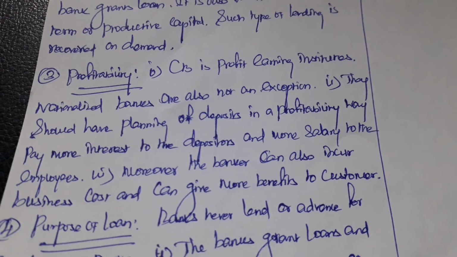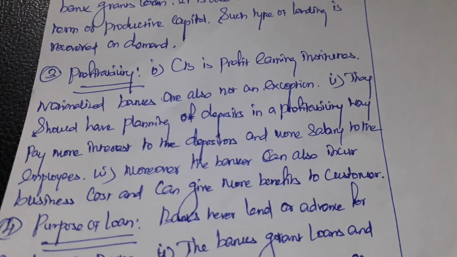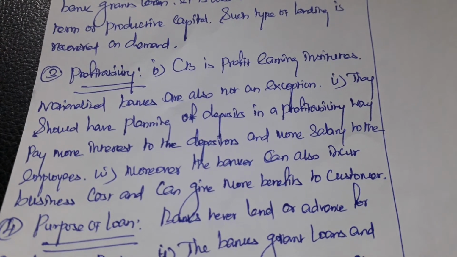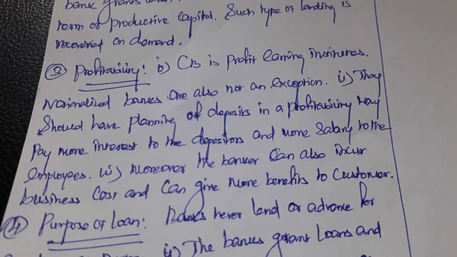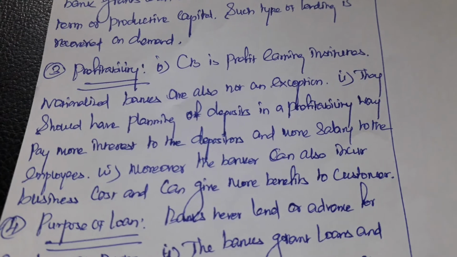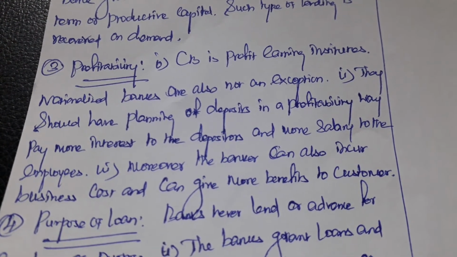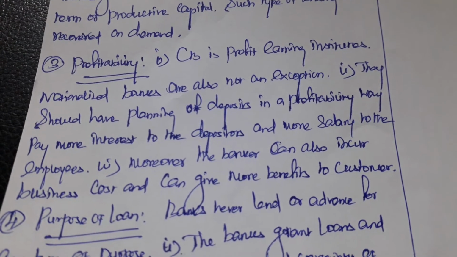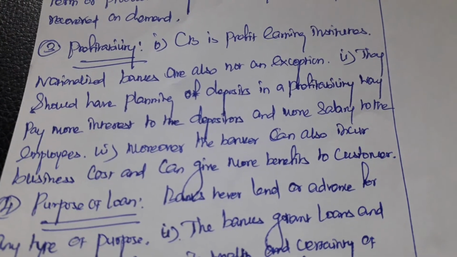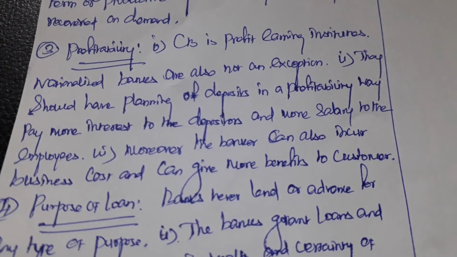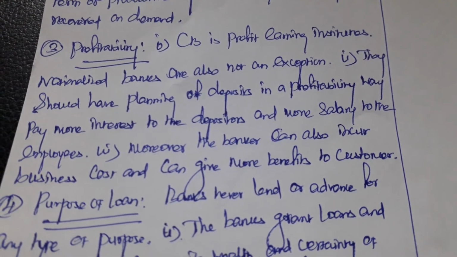The bank should have proper planning of deposits, on how to profit out of the deposits. For that, we have to pay more interest to the depositors and more salary to the employees. Moreover, the banker can also incur business costs and can give more benefits to customers. The maintenance cost is also incurred by the banker, but it also gives more benefits to customers.